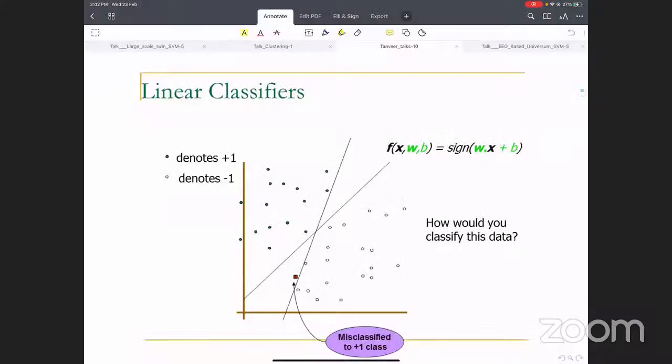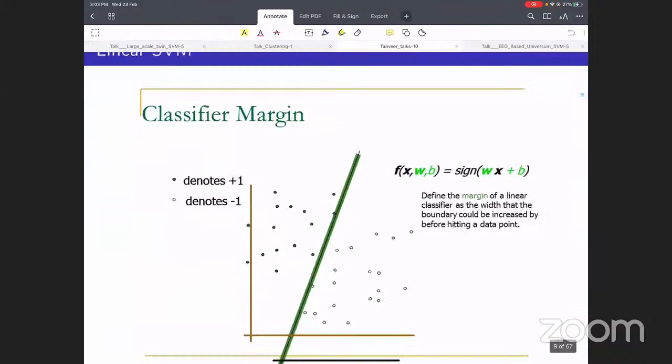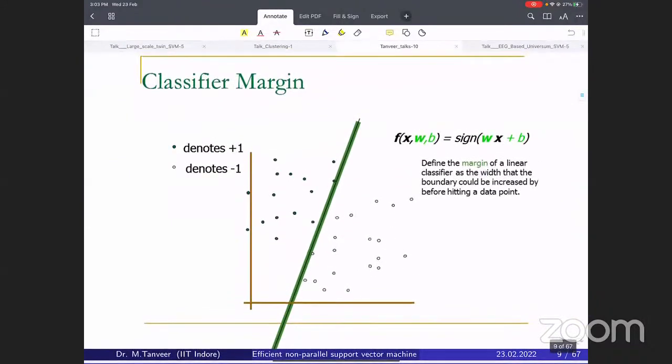Misclassification, and we penalize it with some error, so that we will discuss later mathematically. So we just assume that there is a misclassification if a point is moving to the wrong class. So now the first idea, our first property, is maximizing the margin. Margin is nothing but the distance between positive and negative samples.